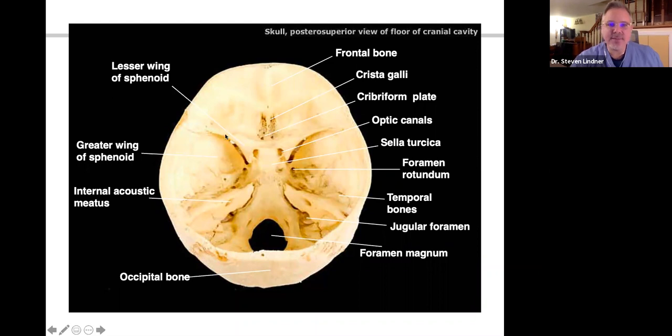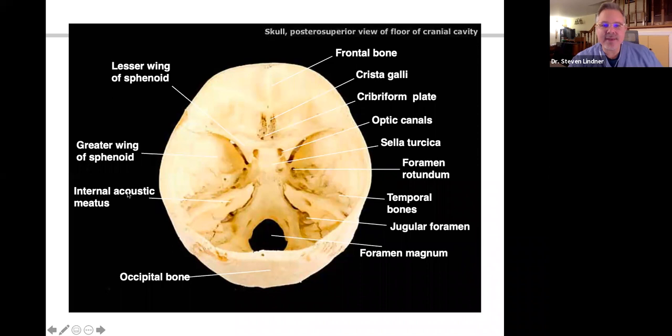Here is the lesser wing of the sphenoid. Here's the other lesser wing. And then this is the greater wing and the greater wing. And remember, in the greater wing is where you're going to have the foramen rotundum, foramen ovale, foramen spinosum, the three.